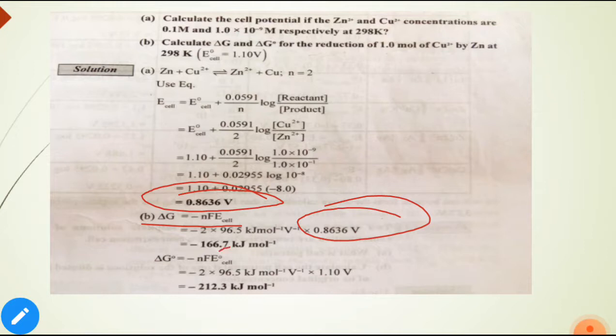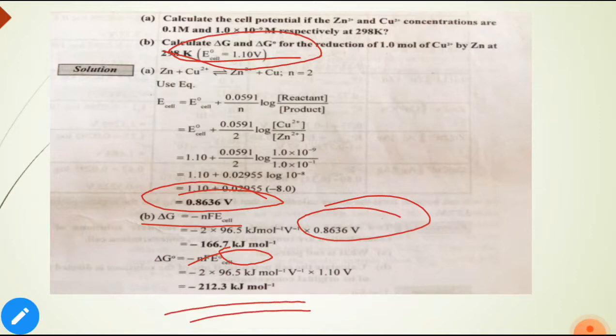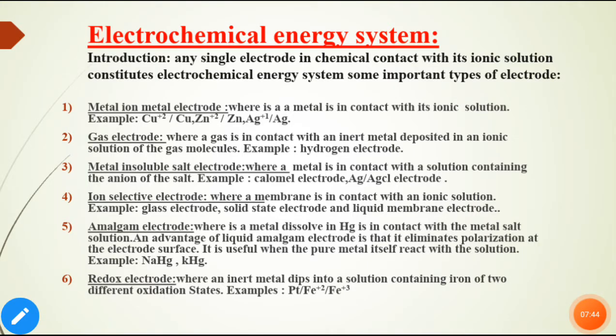For this we have to use the standard electrode potential. Here the standard potential value is there, you have to substitute the standard potential value. You are getting the final answer, that is equal to minus 212.3 kilojoule per mole.